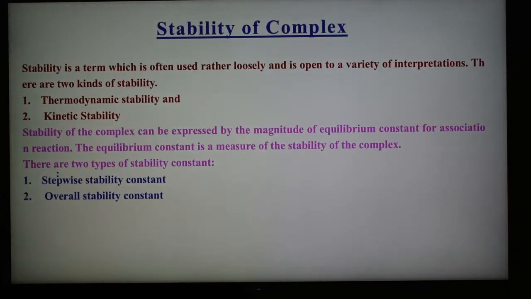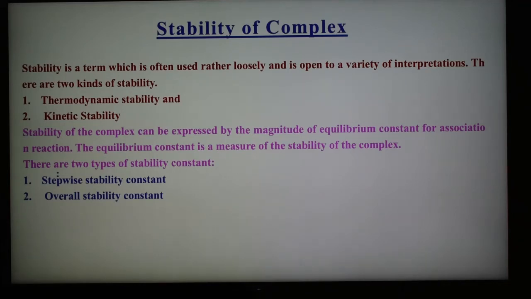Now, what is the stability of a complex? We are going to discuss that. Stability is a term which is often used rather loosely. There are two types of stability, thermodynamic and kinetic, that we have seen. For the general reaction, consider a metal M plus n ligands L forming the complex MLn, where n is the number of ligands and M is the metal.